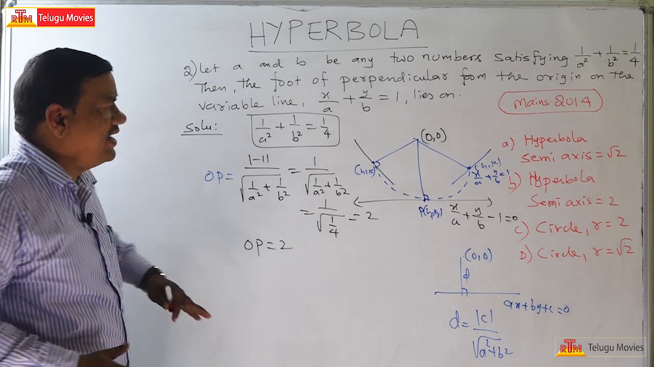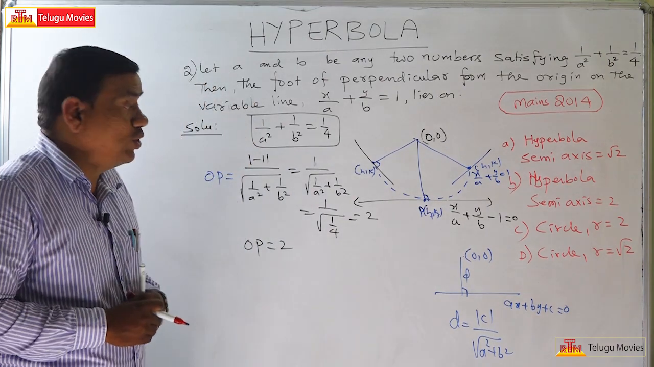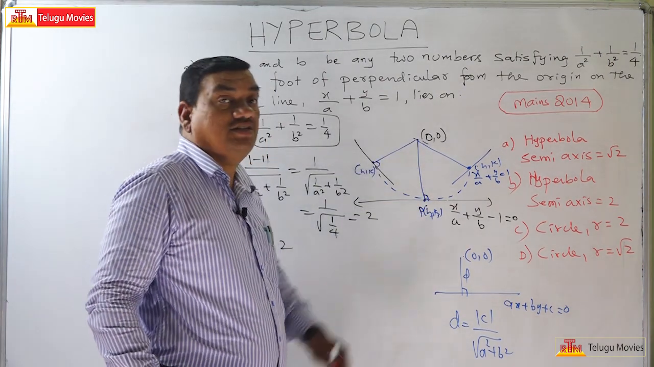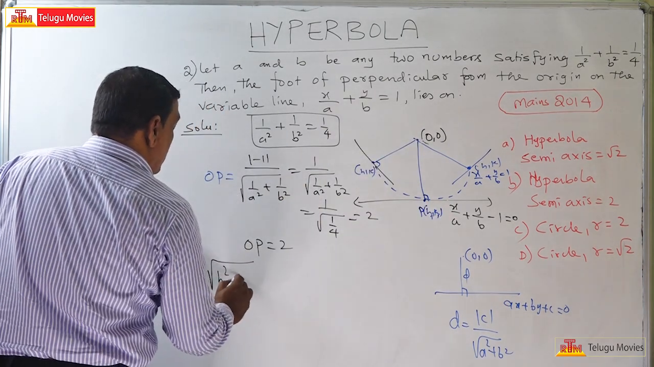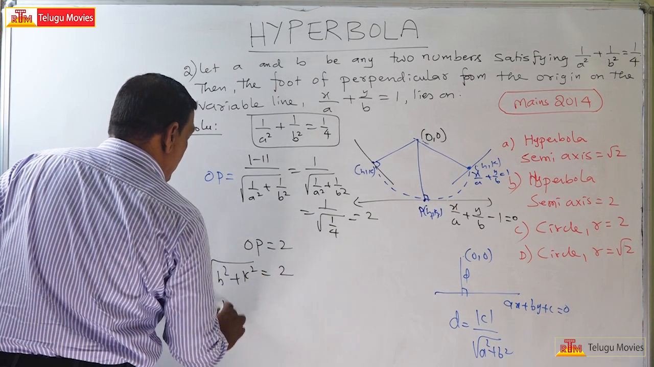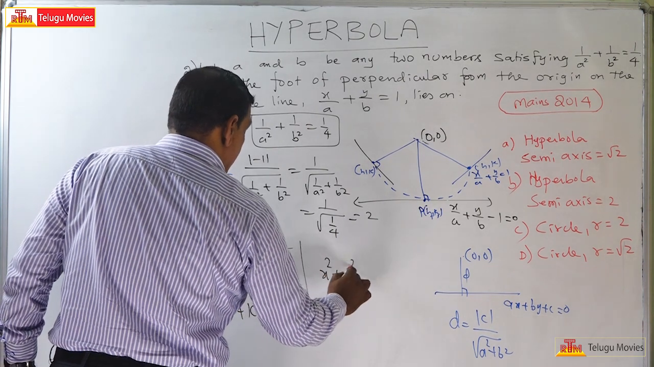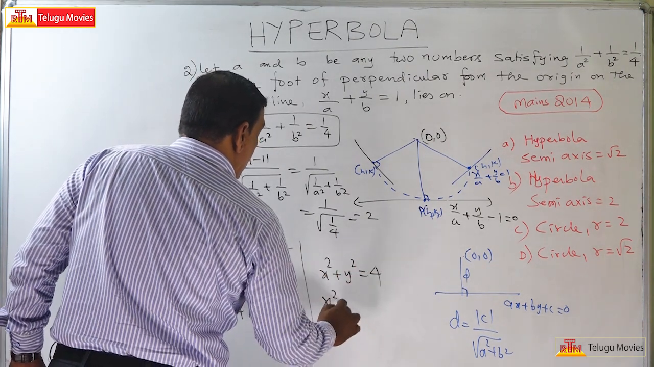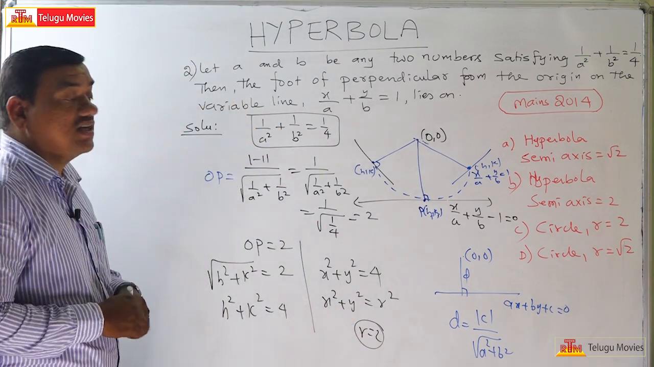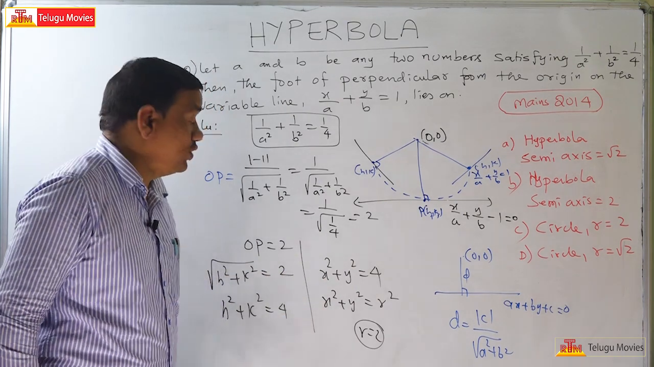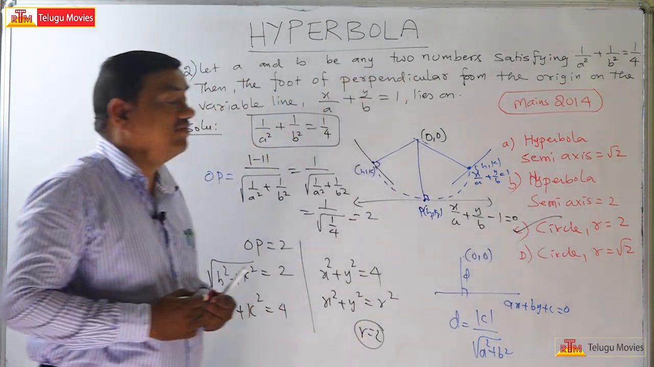That means the line may be anywhere, but the perpendicular distance is 2. If the distance OP is the square root of x2 minus x1 whole square plus y2 minus y1 whole square, then h square plus k square is equal to 4. So this is given by x square plus y square is equal to 4. x square plus y square is equal to r square, where r is equal to 2. So this is a circle equation whose center is 0, 0 and radius is 2. Therefore, the locus is a circle with radius 2.